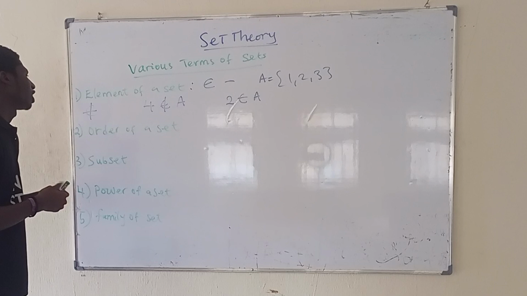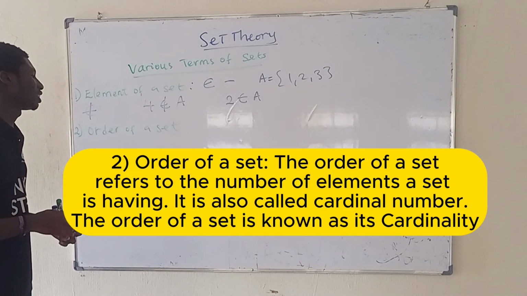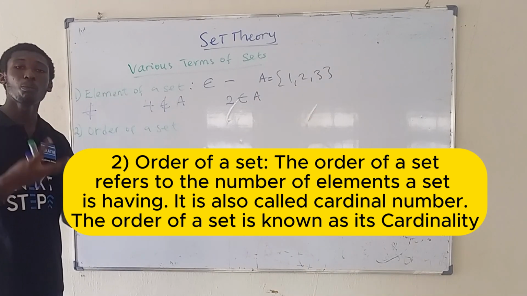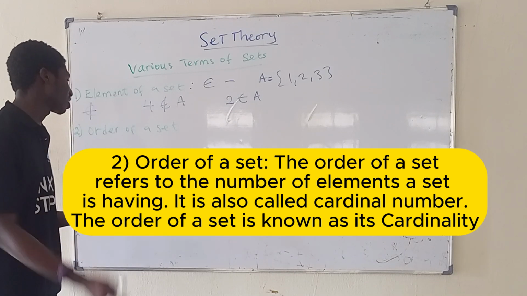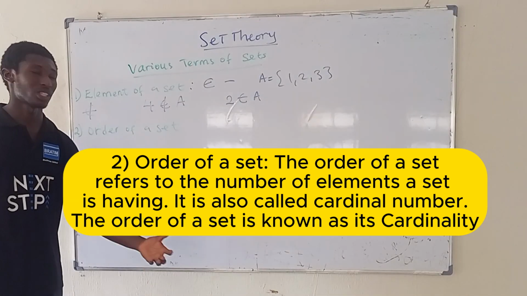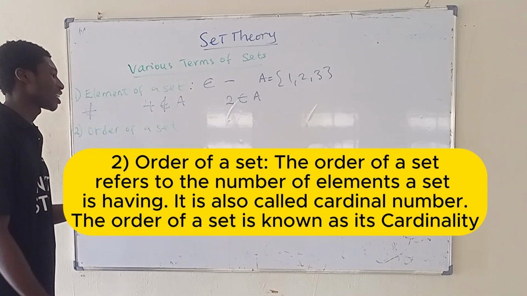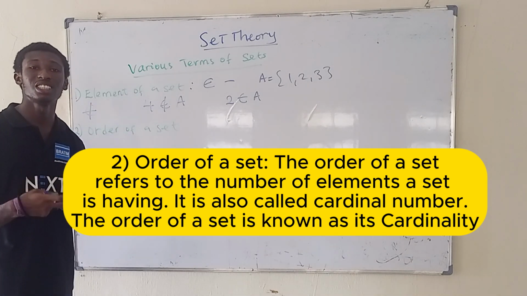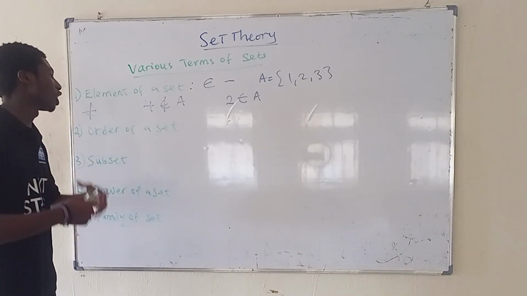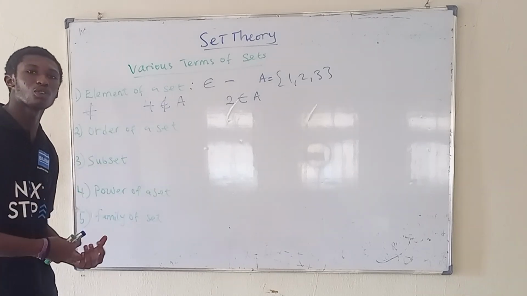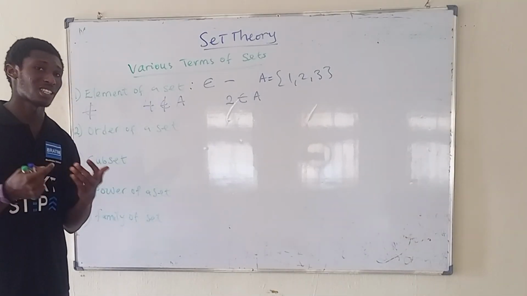The next one is the order of a set. The order of a set is the number of elements a set has. The number of elements a set has is also called the cardinality of that set. So the cardinality of the set is the order of that set, and that is the number of elements that set has.